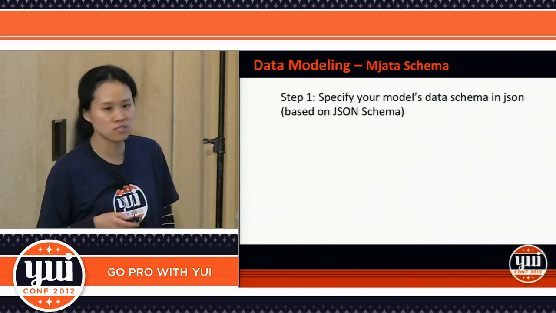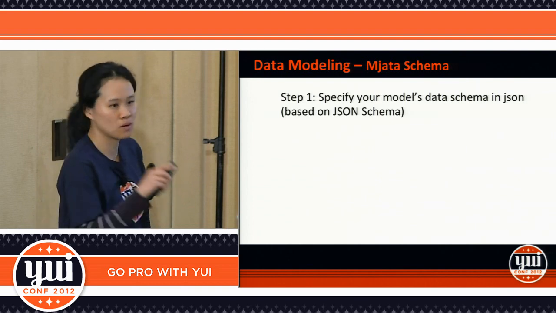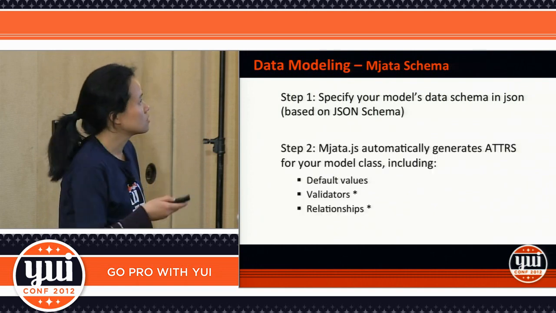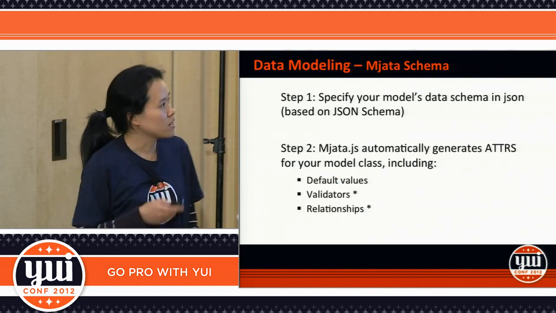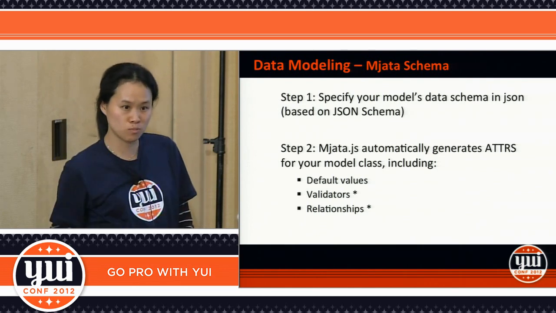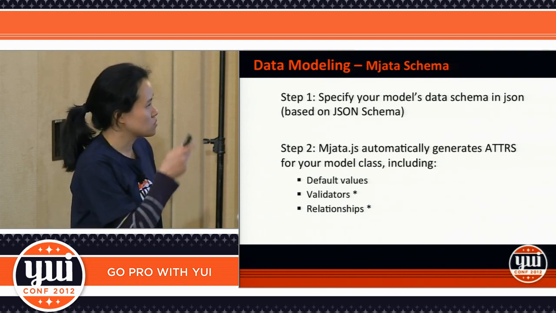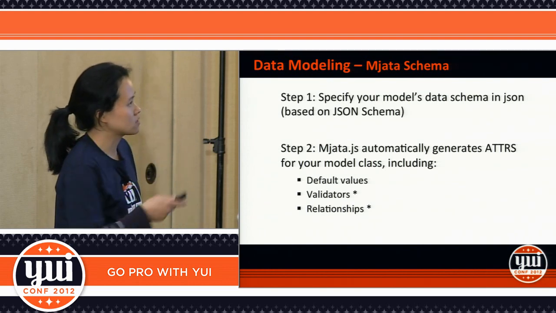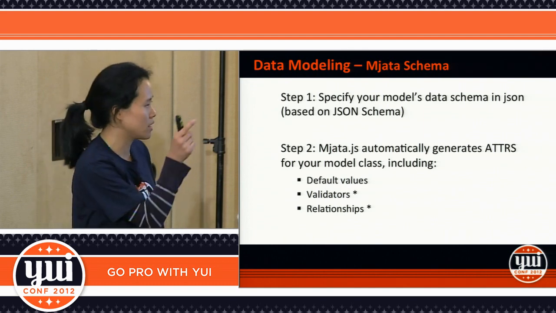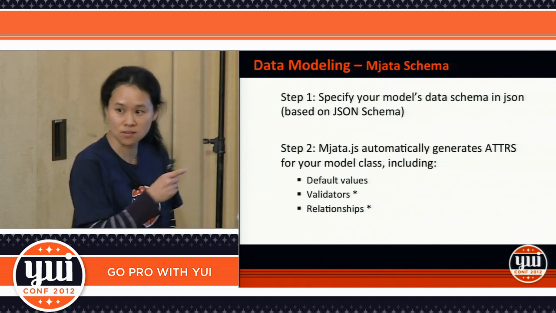It is basically a JSON file, and it happens to use JSON schema. JSON schema is already a published, kind of standard thing out there. And in step 2, Mjata.js will automatically generate attributes, so you don't have to write that huge attributes block yourself, unless you want to customize certain methods. It will generate things like default values, validators, and even relationships for you. The ones with stars are there because we're still working on those, but this is the goal.